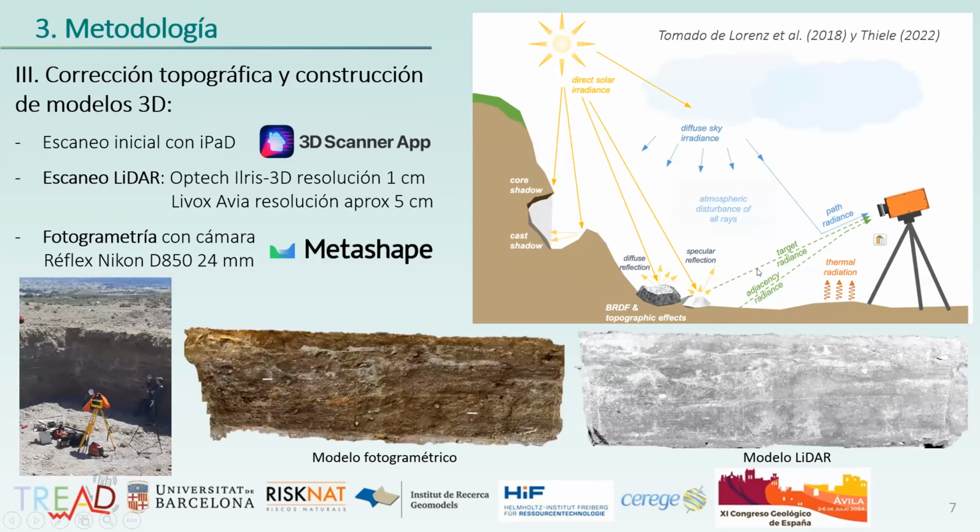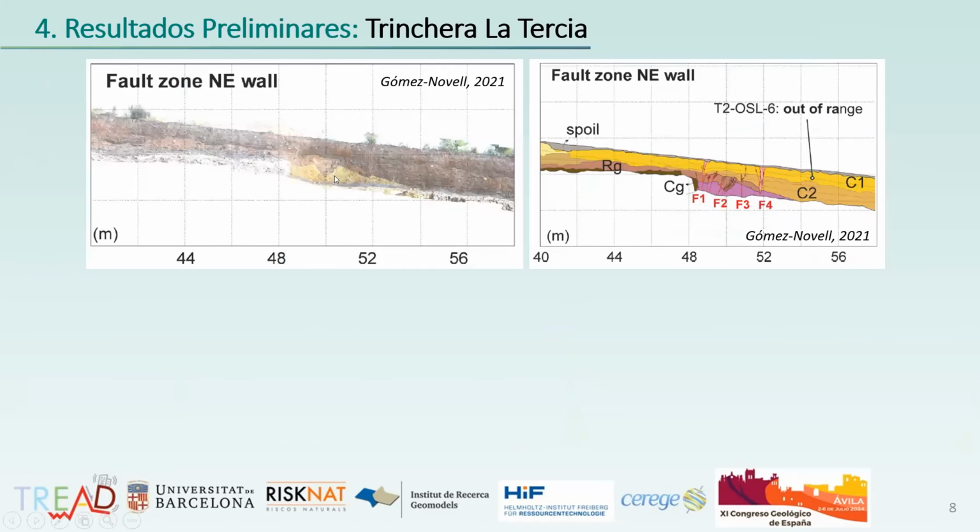This is really important because, to do the topographic correction, it is necessary to know the proper location of the camera and also the incidence of the sunlight against the wall. That's why it's really important to know the topography to do the topographic correction and so on. So here are the examples.